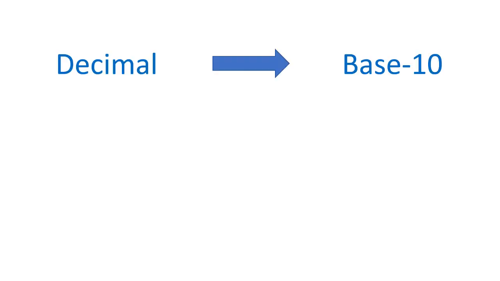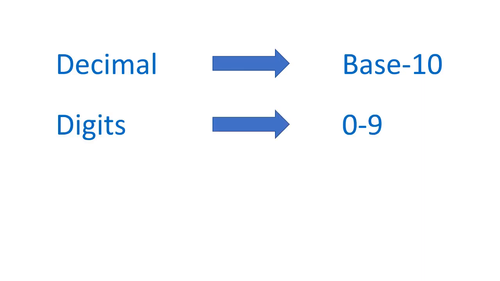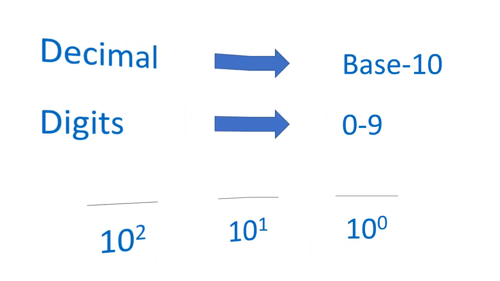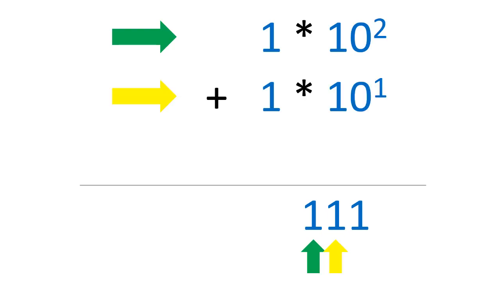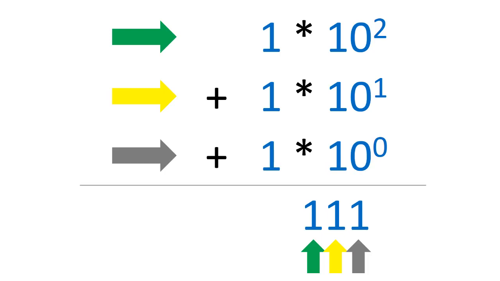We learned the decimal number system is a base 10 number system. Therefore, digits may take on any value between 0 and 9 inclusive. And a digit is simply that value multiplied by 10 raised to a certain power, starting at 10 to the 0th. For instance, the number 111 is a 3-digit decimal number that represents 1 times 10 to the second plus 1 times 10 to the first plus 1 times 10 to the 0th.